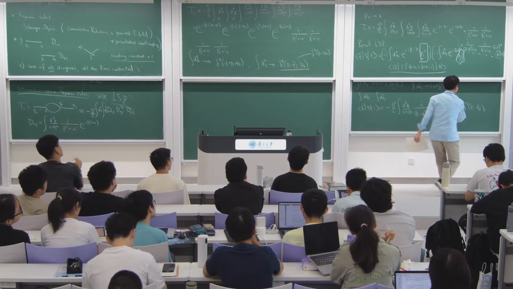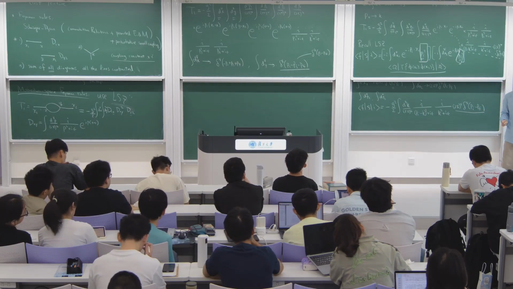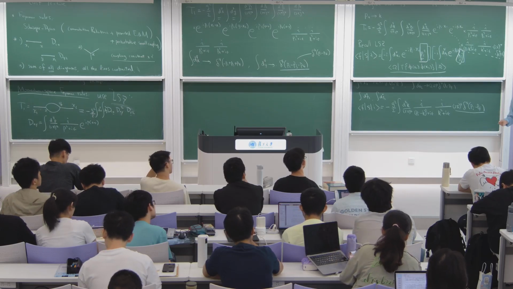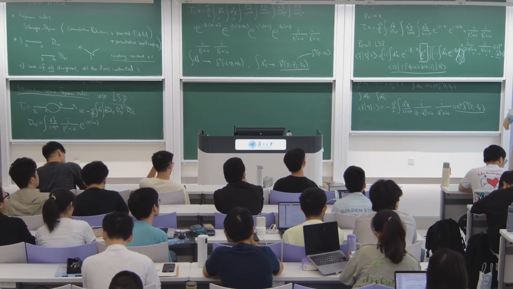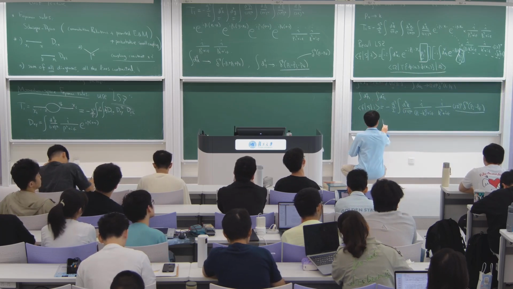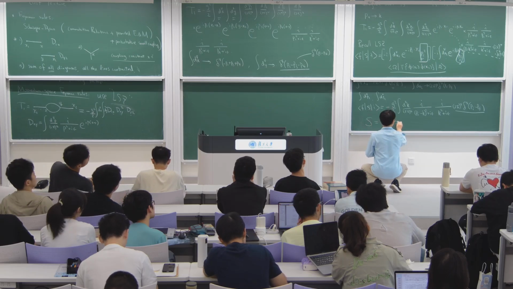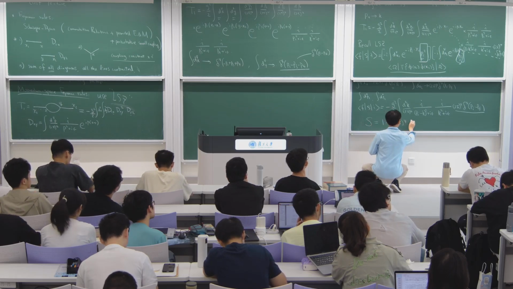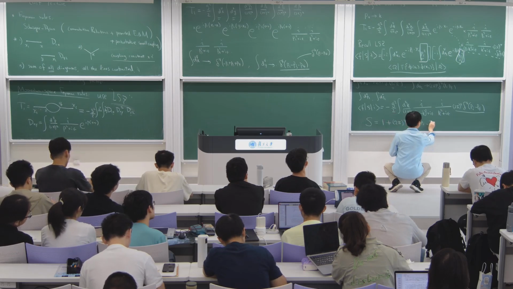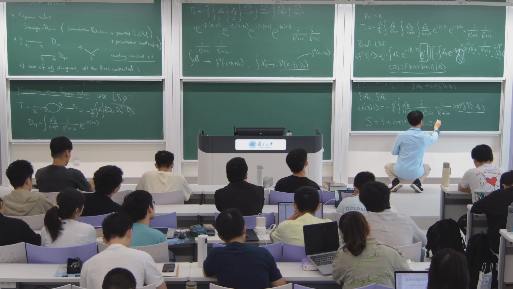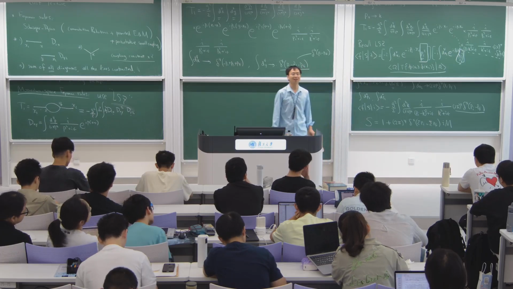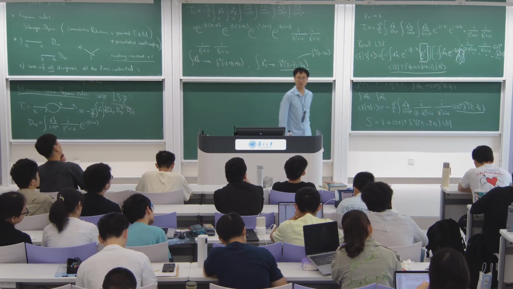So there are some factors here. These factors should remind you of when we defined the S matrix, we also defined something called amplitude. Remember that? We denote it as IM. Remember that? We define the IM in this way.